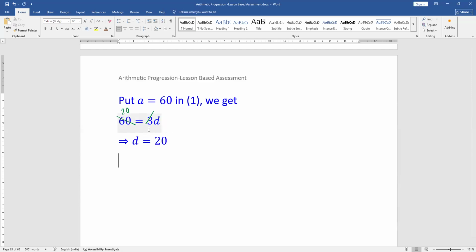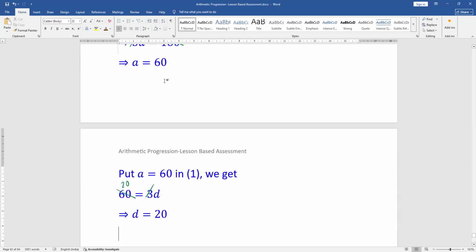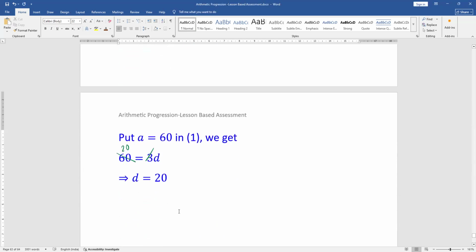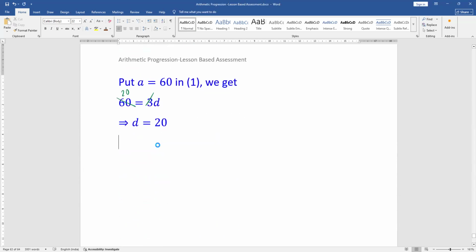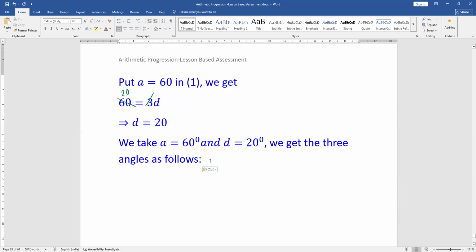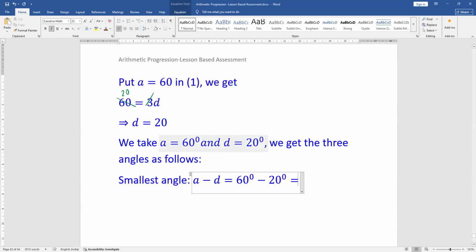Right. So now we take a equals 60 degrees and d as 20 degrees, and we get the three angles as follows. The first, the smallest angle, is a - d, which is 60 degrees minus 20 degrees, equal to 40 degrees. Correct?